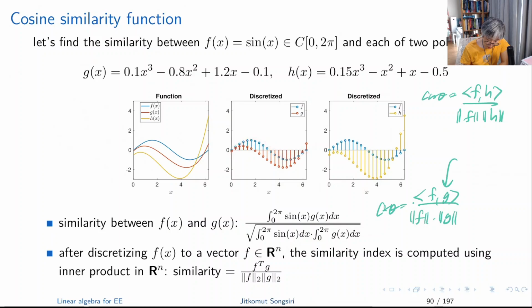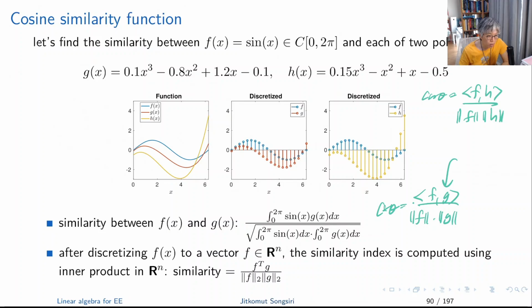The whole curve is subsampled at a set of points. So basically, we can keep the information of f by using an array in Rn. Let's suppose the blue array is from f, and the orange or red array is from g. After I discretize my function, my vector is now a vector in Rn.